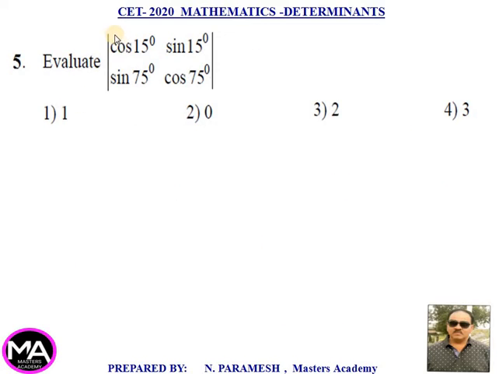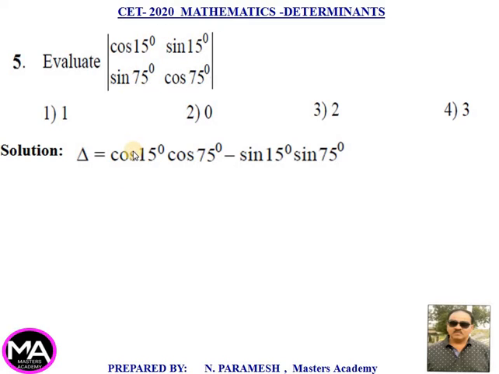Fifth question: evaluate determinant first row cos 15, sin 15, second row sin 75, cos 75 degree. 4 options are given. Solution: cos 15 cos 75 minus sin 15 sin 75, that is equal to cos A cos B minus sin A sin B, which is equal to cos of A plus B, which is cos of 15 plus 75 degree, that is equal to cos 90 degree. Cos 90 is 0, that is there in option second one.